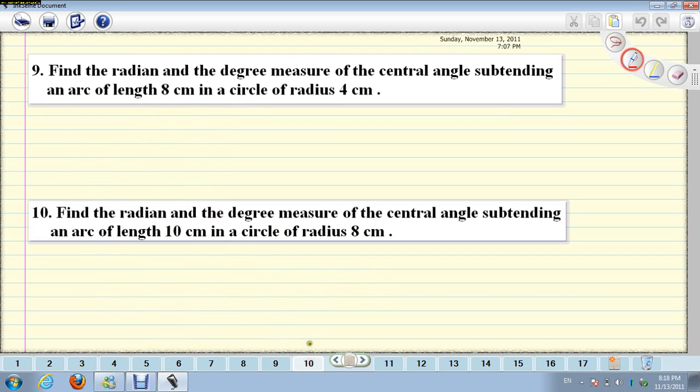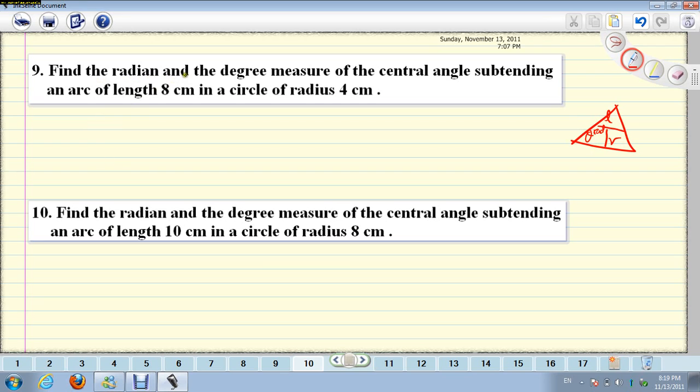Okay, next page. This is for trigonometry, exercise 9, page 45. It says find the radian and the degree measure of a central angle subtended by arc length 8 in a circle of radius 4. Let's remember this triangle. Here is L, and here is theta rad, and here is R. So if I want to get L, we multiply theta rad by R. If I want to get theta rad, I'm gonna divide L by R.